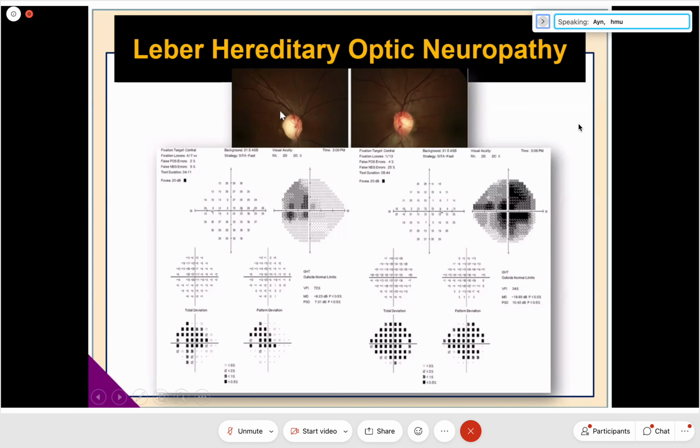Next, this is a case of Leber hereditary optic neuropathy. You can see from the patient's photo, the right eye is paler compared to the left. True enough, from the visual field, this is the right eye visual field. It has a diffuse visual field pattern, whereas for the left eye, we can see it is cecocentral, meaning from the central fixation, it extends to the blind spot.